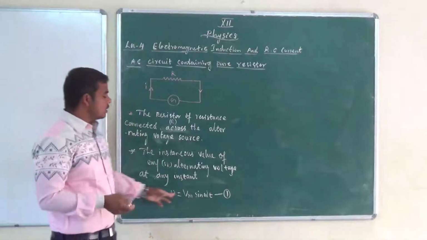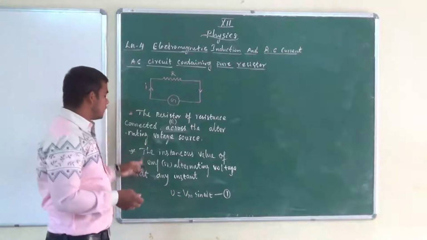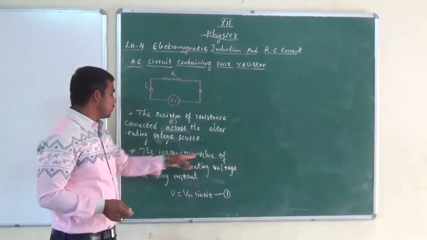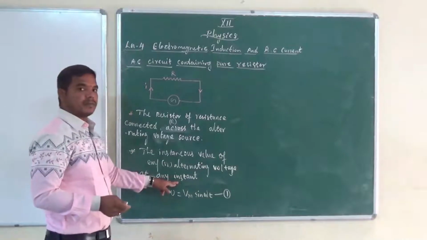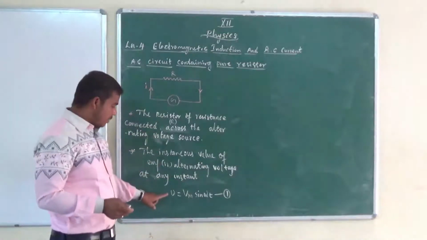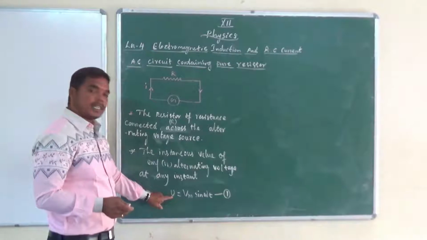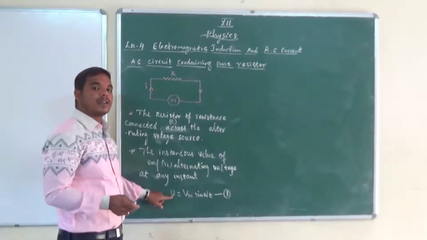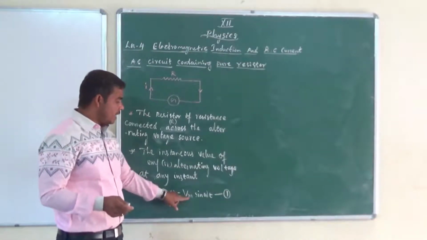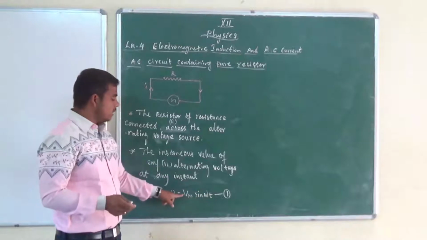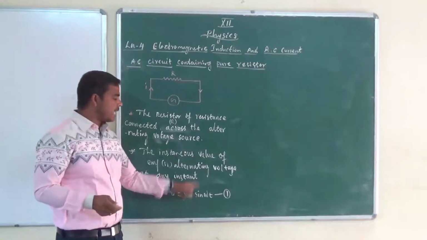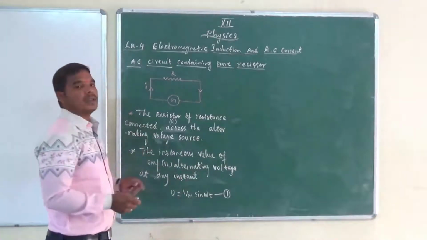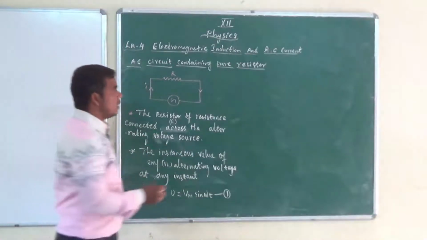So how did we get equation number 1? Because the instantaneous value of EMF or alternating voltage at any instant in the circuit is given by this symbol of alternating EMF or alternating voltage source, V equals Vm sin omega t. Here Vm is nothing but the maximum voltage, and sine means the sine wave. We are studying the sine wave.